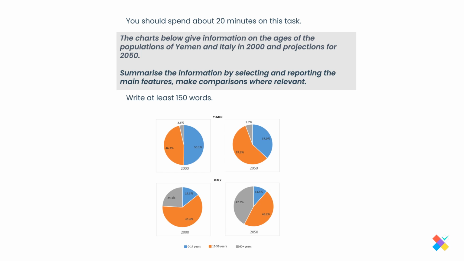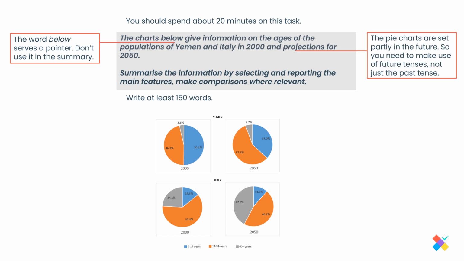As you can see, the format of every academic task 1 question is the same. You have the same thing, and exactly as I said in my previous tutorials, the word below serves as a pointer. You don't have to use it in the summary. Again, you have to read the question very carefully, and here the pie charts are partly set in the future. So this means that you'll have to make sure you use future tenses, not just past tenses. And past because we have 2000 here. So you also have to learn how to make projections.